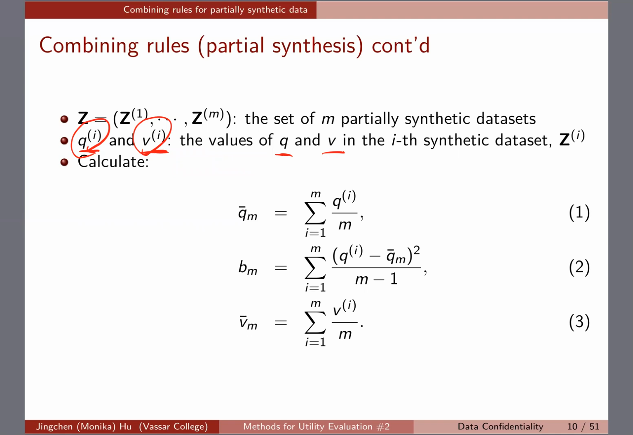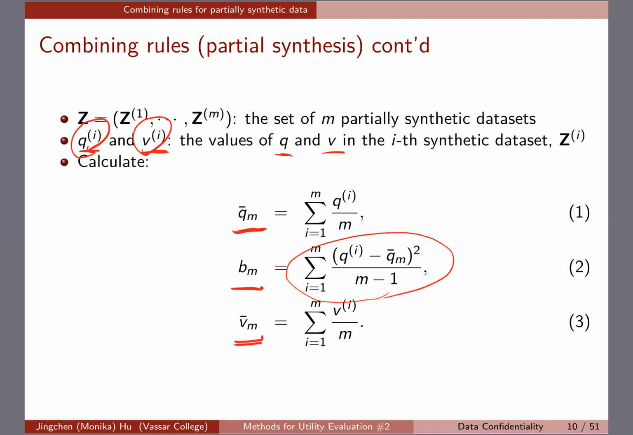Once we have that, we can get Q bar m, B m, and V bar m. Q bar m, if you look at it, is just the mean of the Qi. That's reasonable, right? The best guess across the Qs will be the mean. B m, if you look at the formulation in equation 2, you can imagine a sequence of the Qi that you have, Q1 to Qm, and then you just get the sample variance. That's what this expression is about.